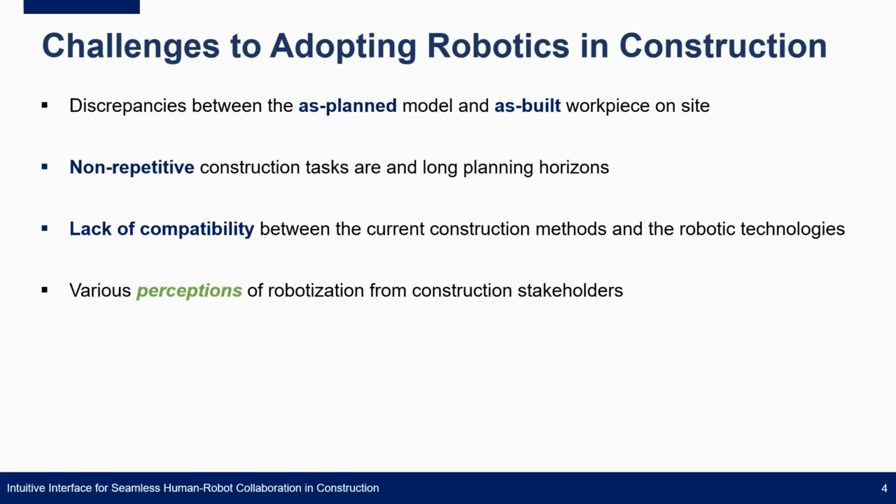The potential of these robots to automate the construction industry is significant, but there are still several barriers that hinder the adoption of these robots. One of the major challenges is the discrepancy between the as-planned model and the as-built environment on the construction site. Most of the robots are pre-programmed and based on the planned BIM models. Such a discrepancy between the as-planned and as-built could lead to errors and discrepancies in the quality of their work.